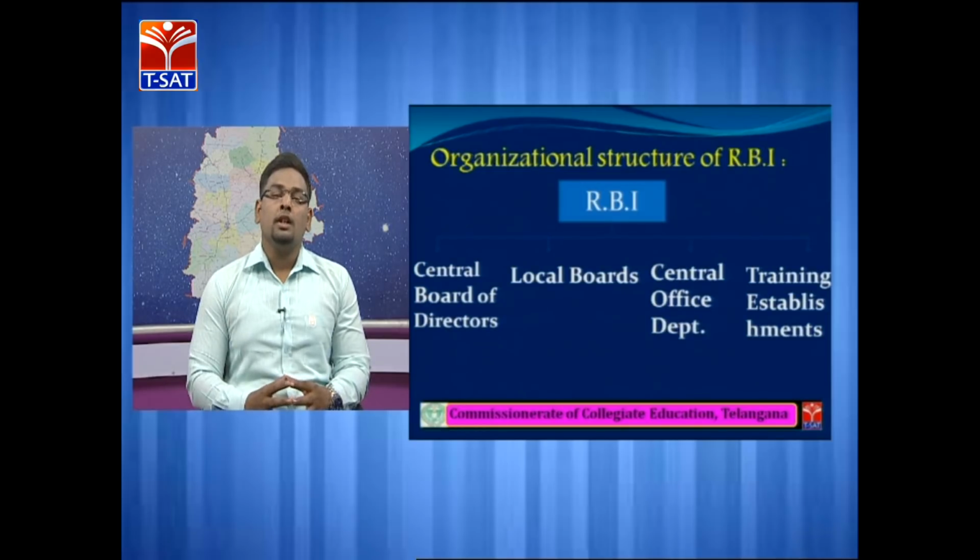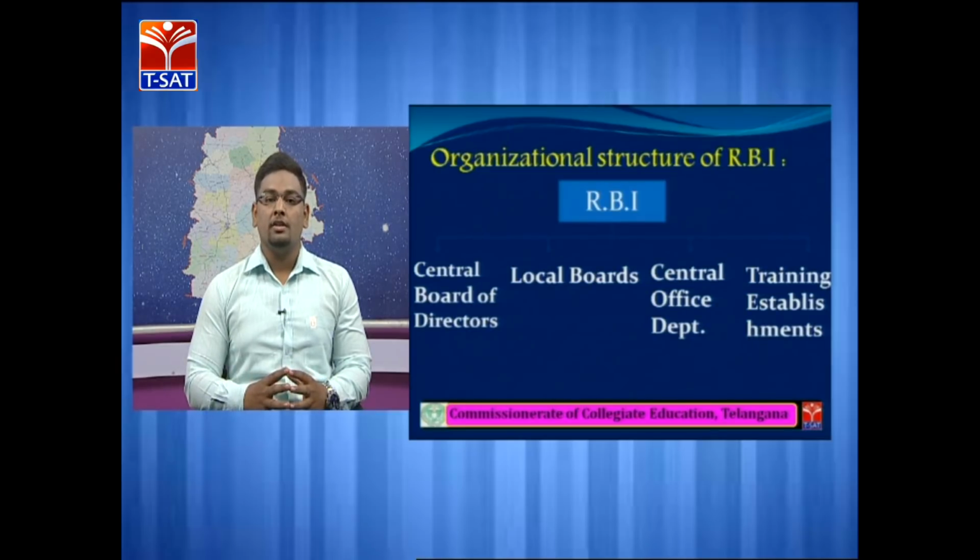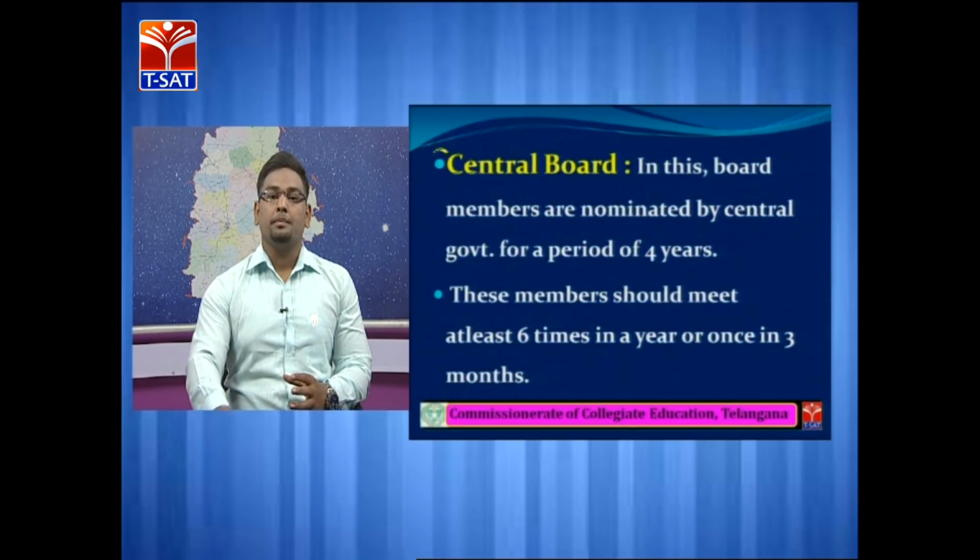Now, having learned the origin of RBI, let's get a little deeper into the organizational structure of RBI. RBI is divided into 4 organizational structures. They are the Central Board of Directors, the local boards, the Central Office Department, and the training establishments. Now, let us learn about each one a little deeper.